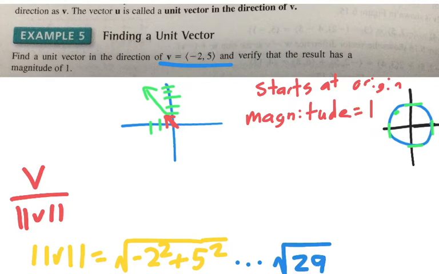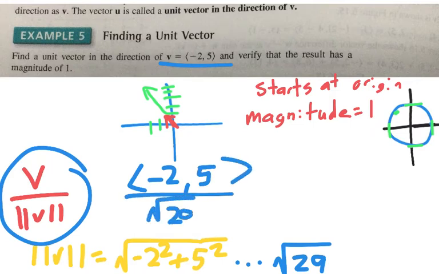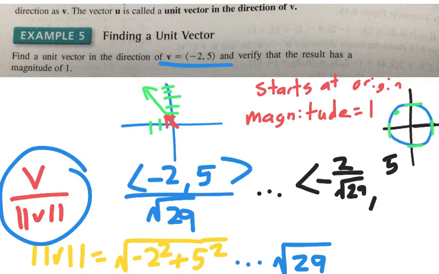So now I have to plug into this formula. What's my original vector? -2, 5. And I have to divide both of those by radical 29. It's like a scalar multiplication. So this is going to give me the answer of -2 over radical 29 and 5 over radical 29. And we're done. Not rationalize it.